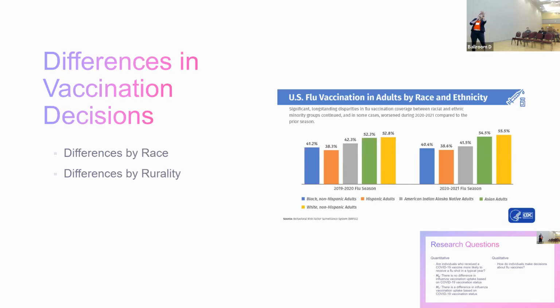Okay, so for this study, I conducted a mixed methods approach. For the quantitative portion, I asked, are individuals who received a COVID-19 vaccine more likely to receive a flu shot in a typical year? And for the qualitative portion, I inquired, how do individuals make decisions about flu vaccines?